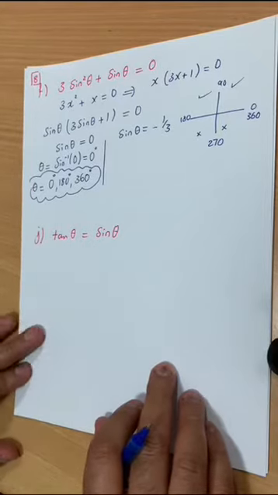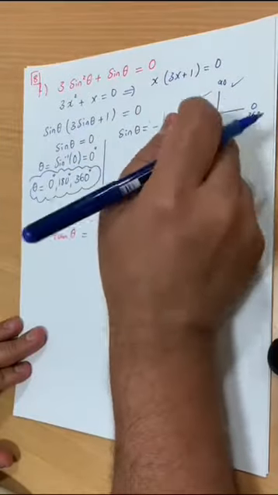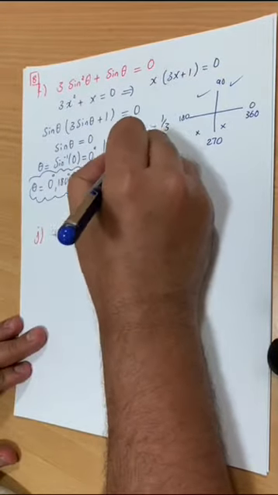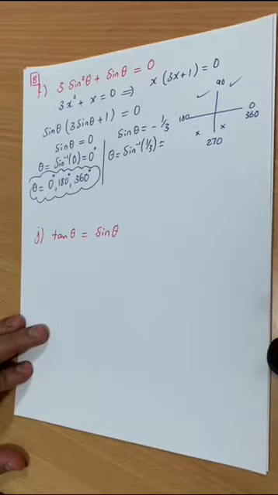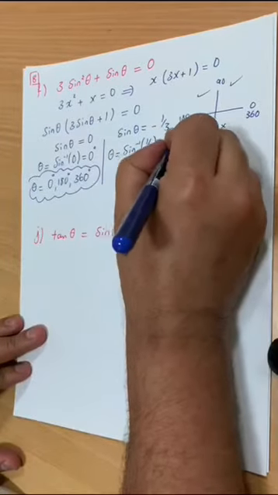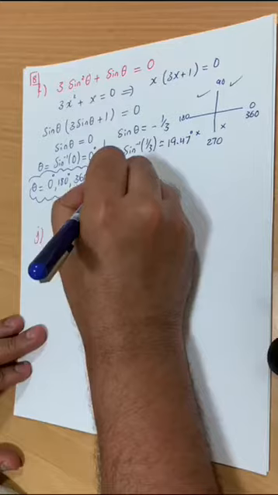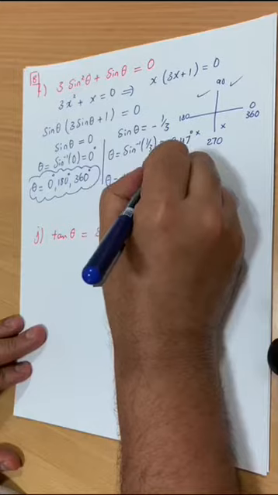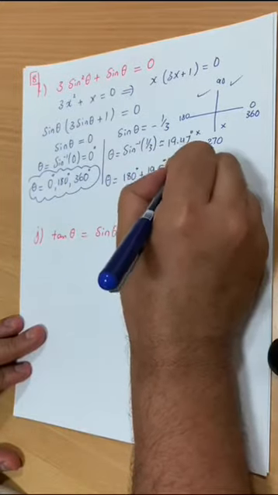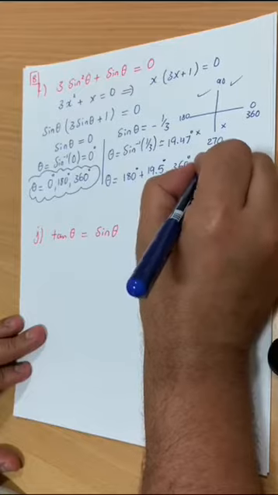Sorry. Sine theta equals to negative 1 over 3. So sine negative in the third and fourth. So theta equals to inverse sine of 1 over 3. Let's find the reference angle first. Inverse sine of 1 over 3 is equal to 19.47 degrees. Then theta equals to 180 plus 19.5, you just round it to one decimal place, and 360 minus 19.5.